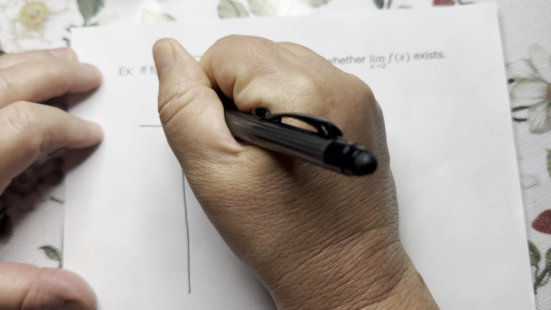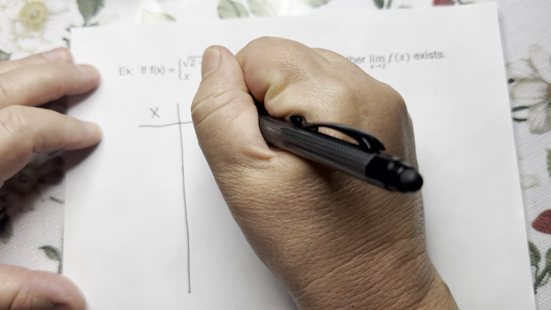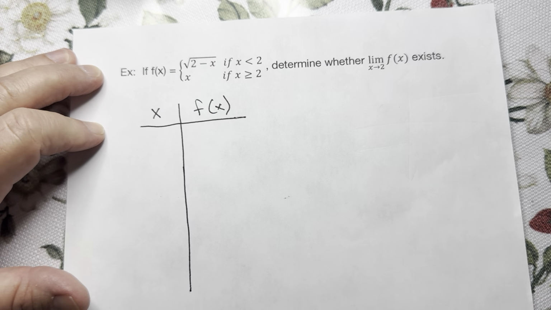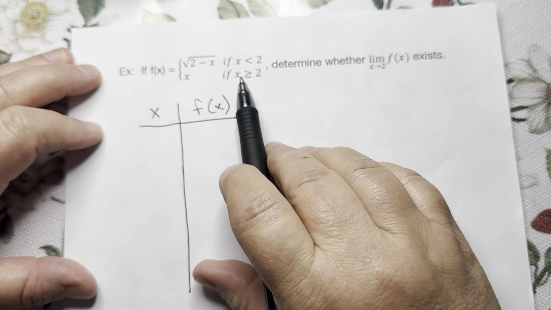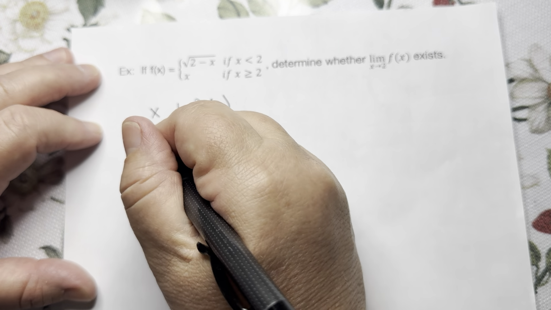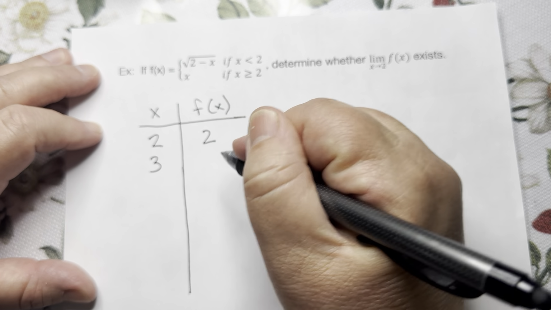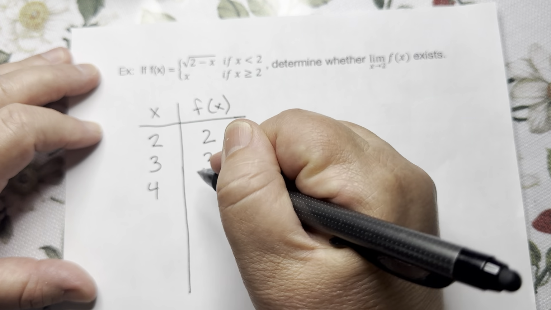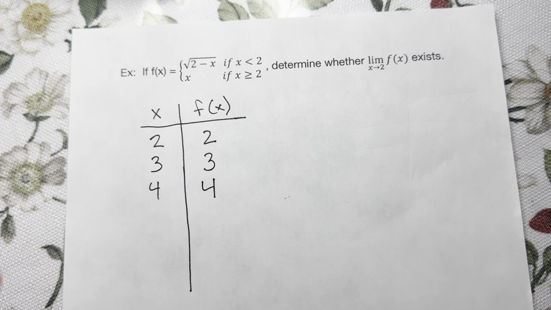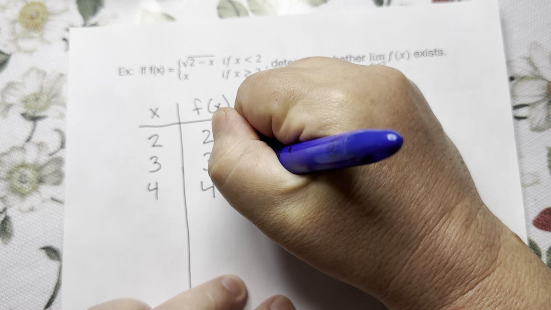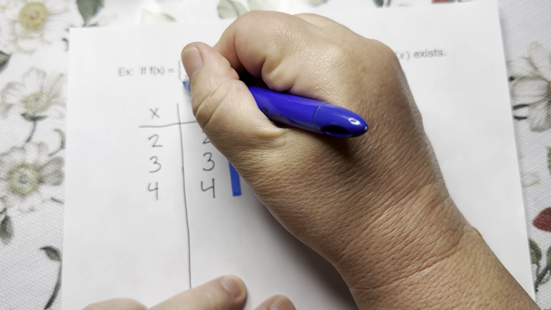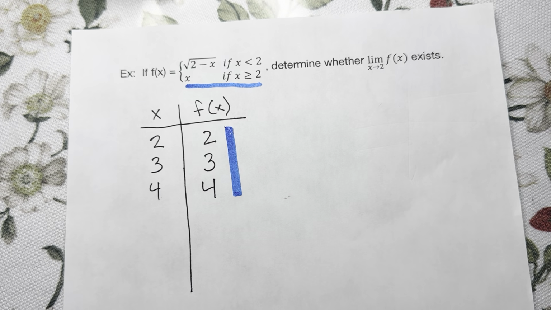So, a table of values, where I've got x and f of x. As long as x is greater than or equal to 2, if x is 2, f of x is 2. If x is 3, f of x is 3, then 4 and 4, and so on. So this whole section here, I'm going to call the blue piece, and that goes along with this piece right there. That part is not going to be hard to graph, I think.